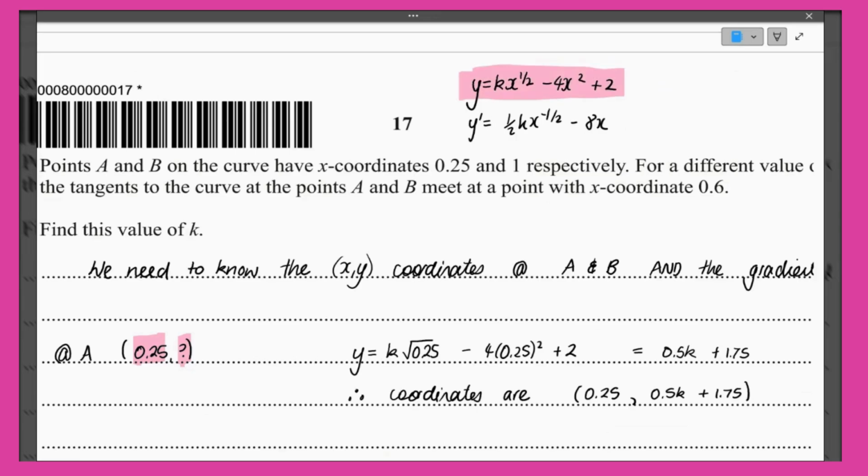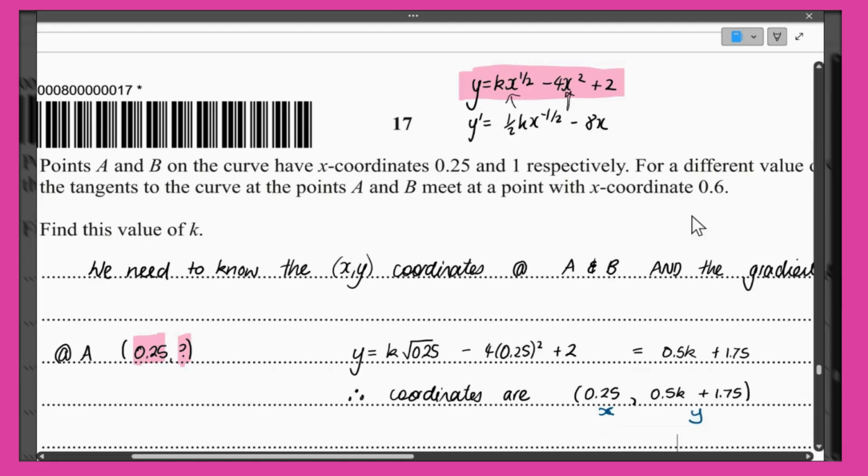This is the equation of the curve that we're looking at from the very beginning of the question. So all I've done is substituted 0.25 into that equation. So I've put it here and I've put it here. Now, even in this aspect of the question, it's quite tricky because the maths isn't easy, but just chuck it in your calculator and it works out reasonably nice. 0.5k plus 1.75. So I now know that the coordinates are x is 0.25 and y is this expression.